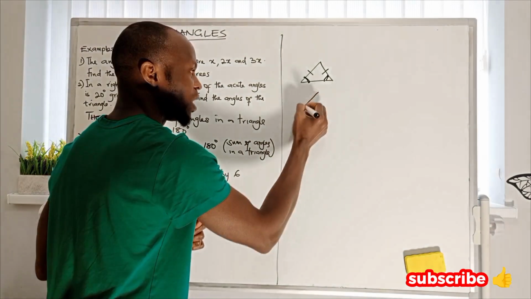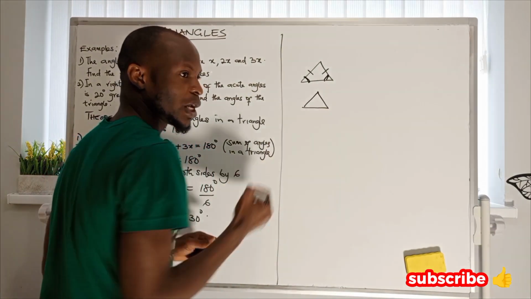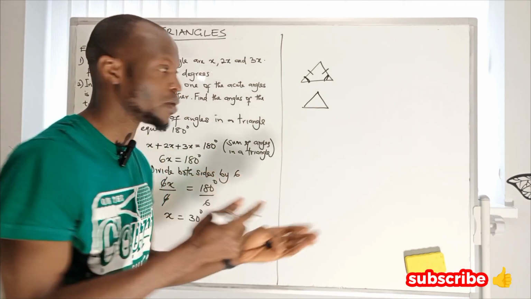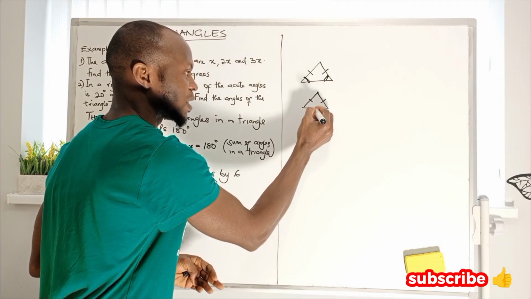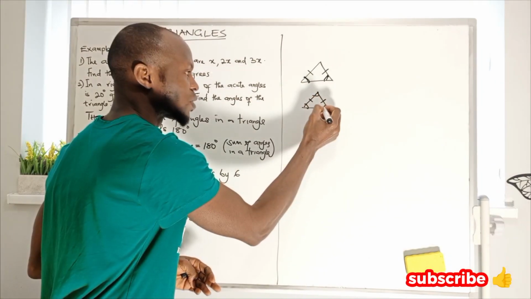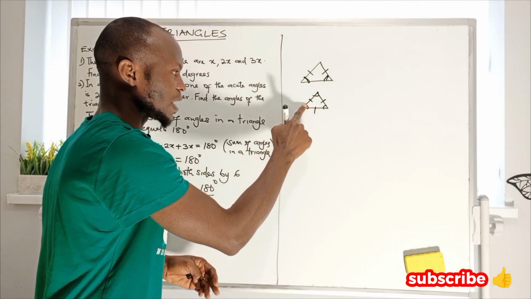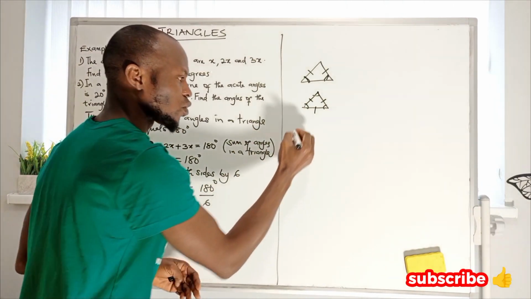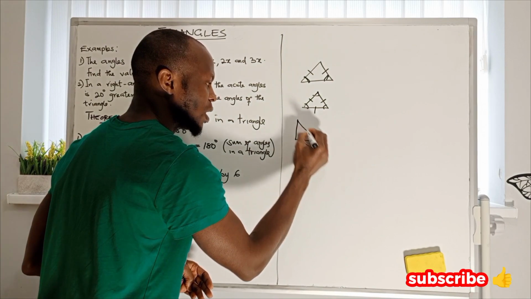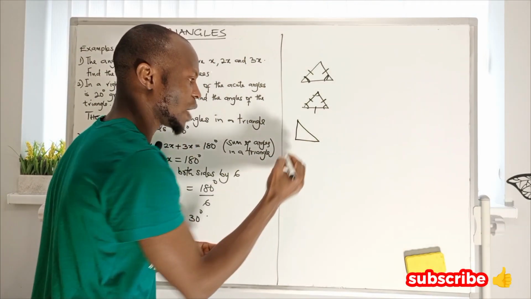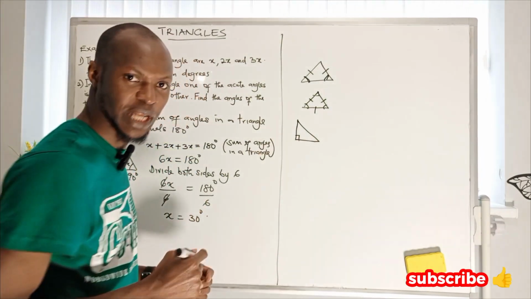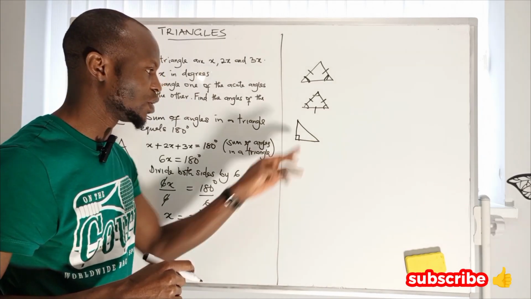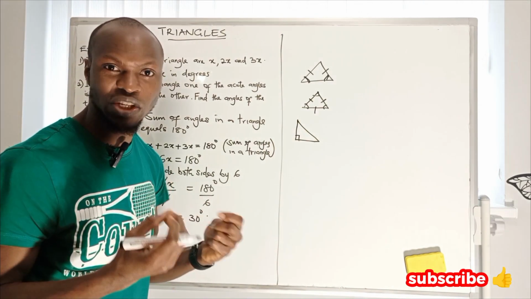We have equilateral triangle. Equilateral triangle, from the word equal, they have all their three sides equal and all their angles are equal. So if this is x, this will be also x, this will be also x. We have what we call right angle triangle. A right angle triangle is a triangle that has one of the angle to be 90 degree, and the remaining two angles will be acute angle.